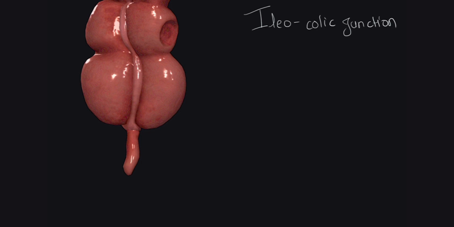Then we have something known as the ileocolic junction. There's not much to say about the ileocolic junction except that it is the junction of the ileum of the small intestinal tract to the cecum of the large intestine. This is where the food goes from the small intestine to the large intestine.